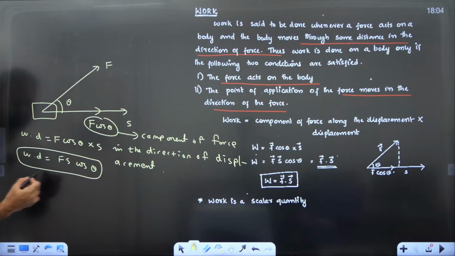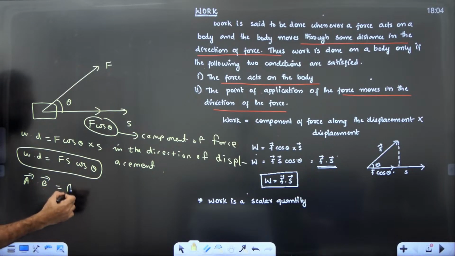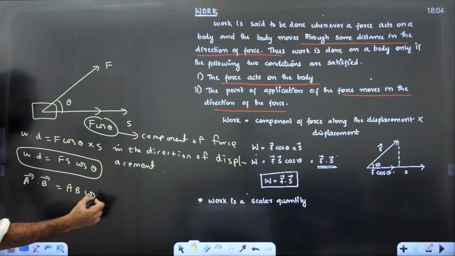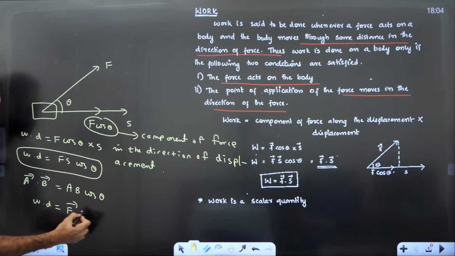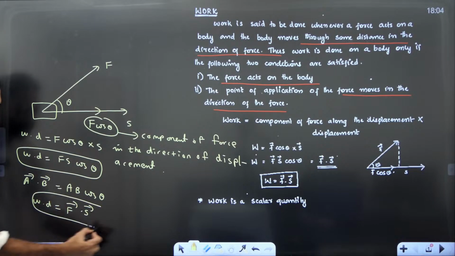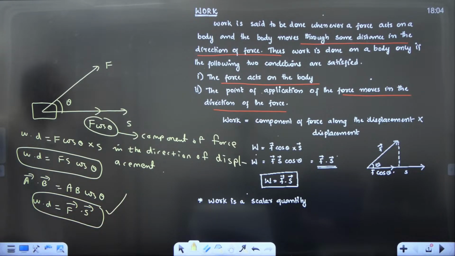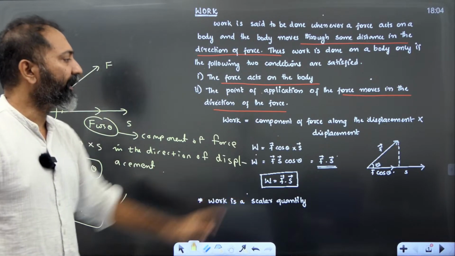Fs cos theta. We know that A vector dot B vector is AB cos theta. So Fs cos theta is F vector dot S vector. F vector dot S vector is equal to Fs cos theta. Work is a scalar quantity.